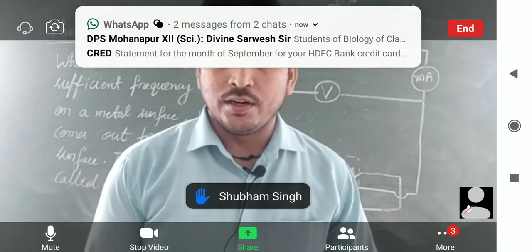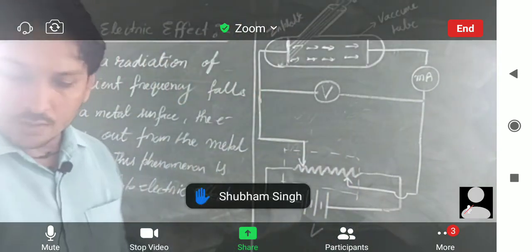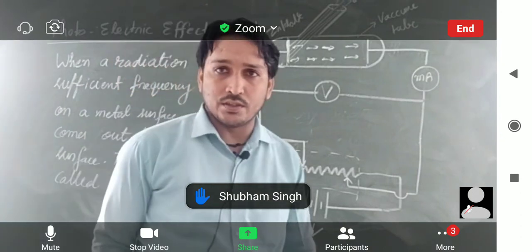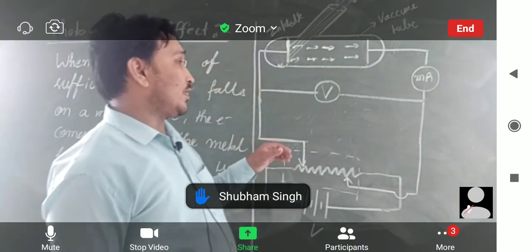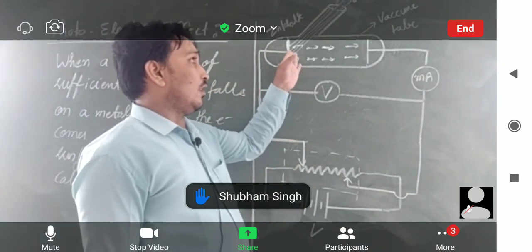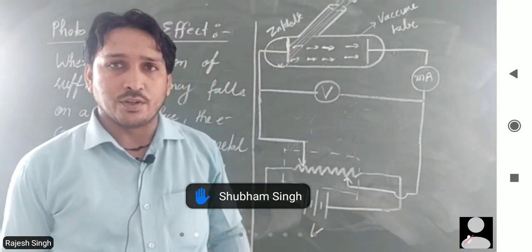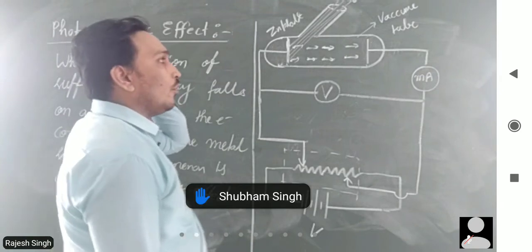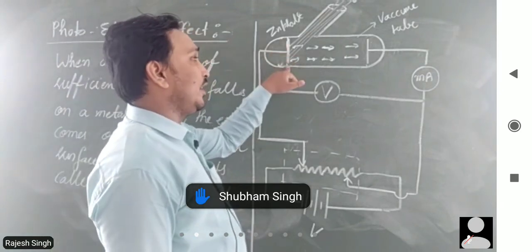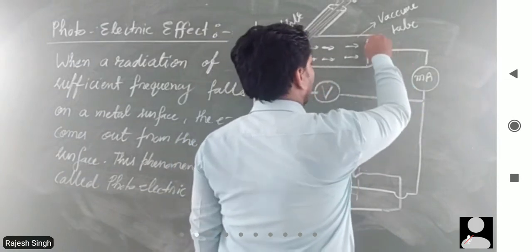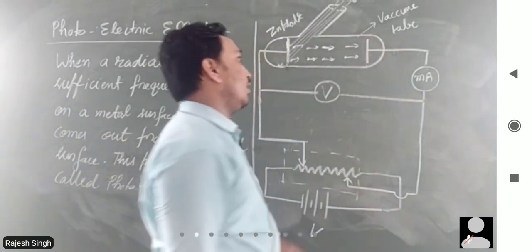Okay, now let us start the class. What we have discussed till now is this arrangement for studying the photoelectric effect. In this, one zinc plate is there. This is a metal plate, say copper plate or anything. This is a metal plate. One window is there.